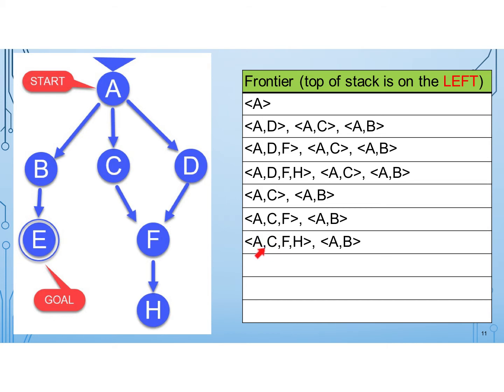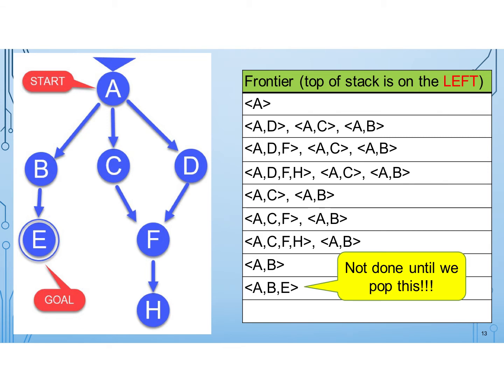So this was popped off, and we're going to be left just with AB on the frontier. Okay, so AB is on the frontier. We pop it off, and now we say, oh, sorry, is B the goal? No. Who are the neighbors of B? We take a look. Neighbors are E, so we're going to push ABE on the stack.